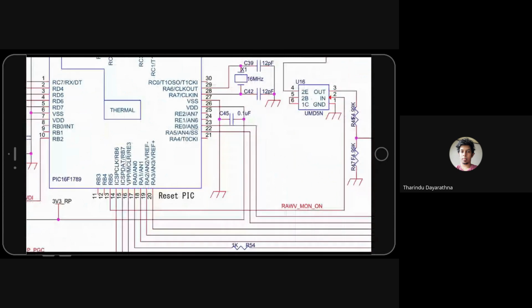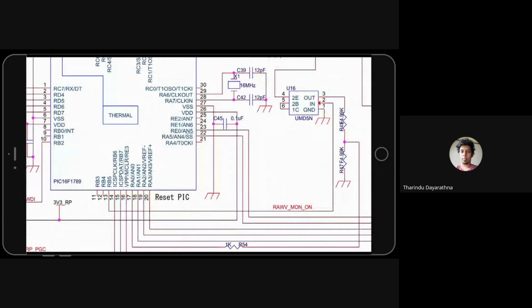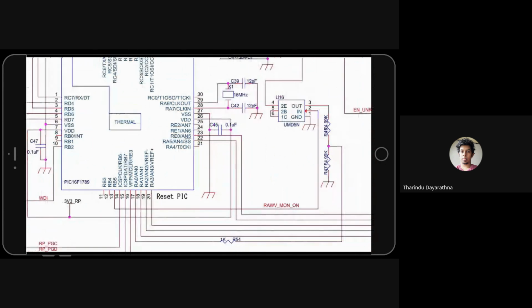There is one important thing. You can see something here. This raw voltage monitor on, and this one.